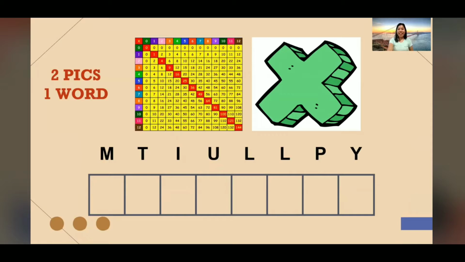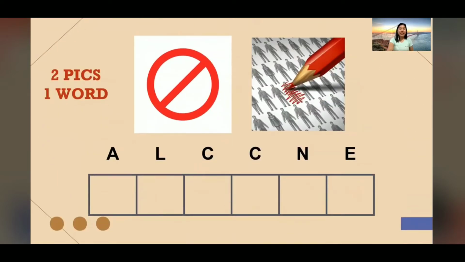I think you found it easy. So the answer is multiply. That's correct. And for our last item, we have this one. It has 6 letters. So what do you think is the word being illustrated in those two pictures? That is cancel. Very good. So we have fraction, multiply, cancel.